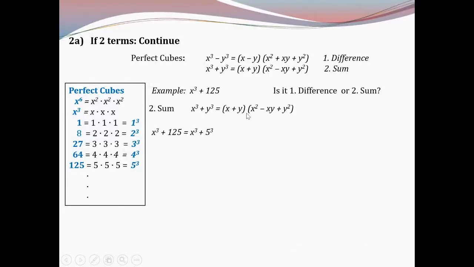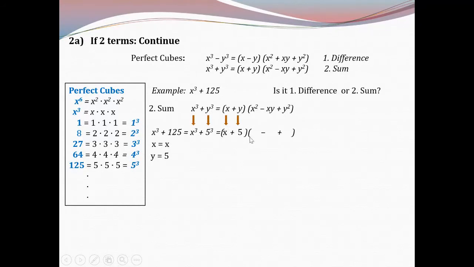So I know this is a formula that I'm going to be using. We're going to let x equal x, and we're going to let y equal 5. Everywhere you see an x, you're going to put x. Everywhere you see a y, you're going to put a 5. So what's my x? It will just be x. What's my y? It's going to be 5.